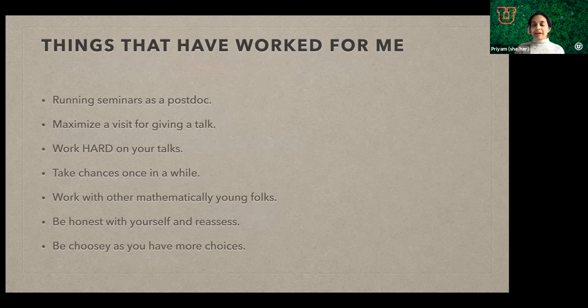And once you do get invited to give those talks, I think it's kind of important to maximize a visit when you are going to give a talk. So what do I mean by that? Again, you don't have to be passive and let someone set up your whole schedule, right? There might not even be someone there that's going to do that for you because people are busy. You can reach out to people and say, hey, I'm coming to Utah to give a talk in this seminar. Do you have like 30 minutes to chat at some point?